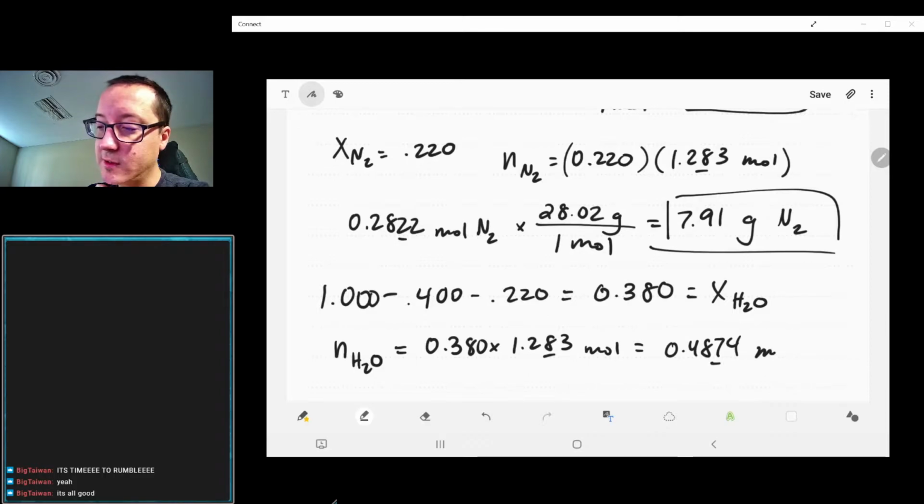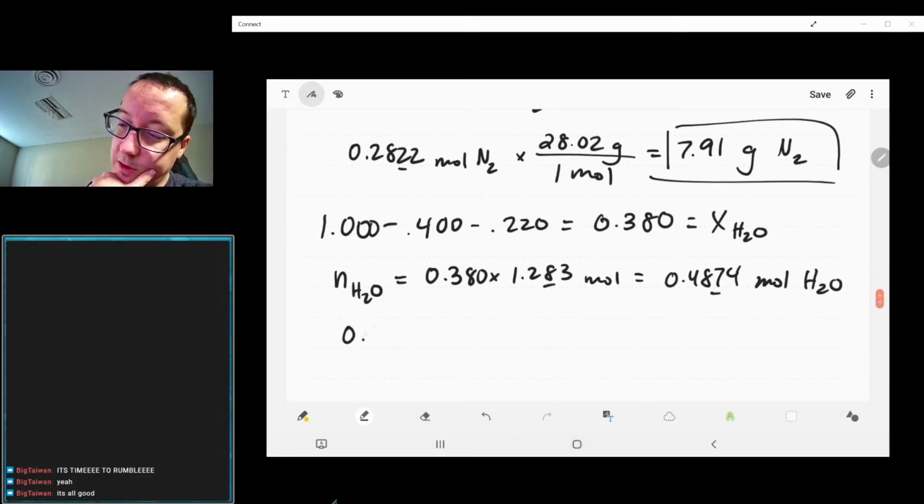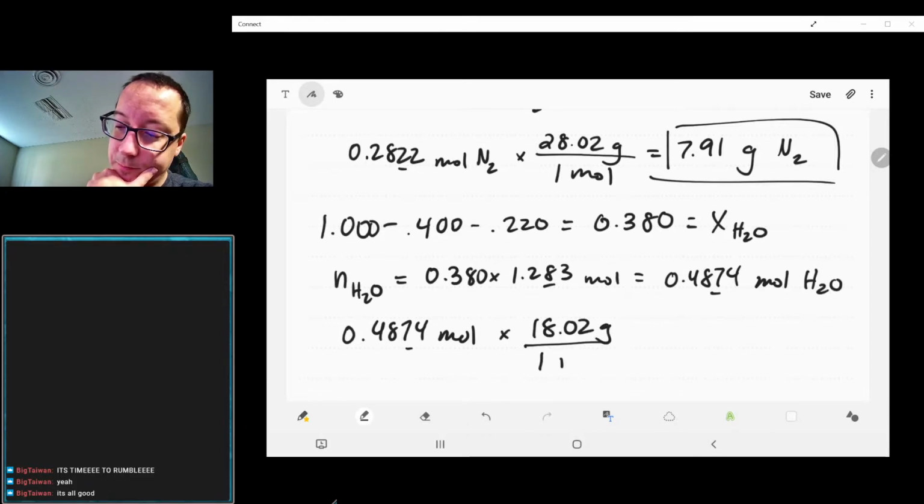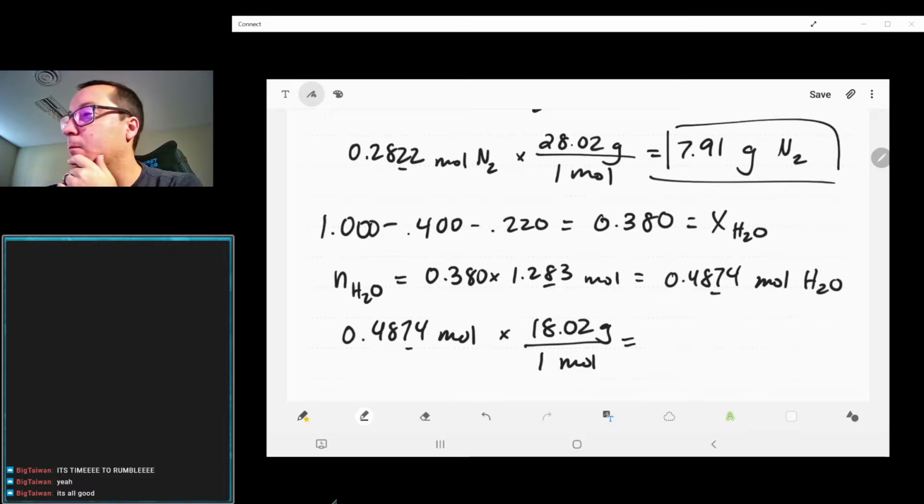And we get 0.4874 moles of water. And if we take that and convert it to grams, water's molar mass, of course, is 18.02. Something we've calculated many times now. And from that we get 8.78 grams of water.